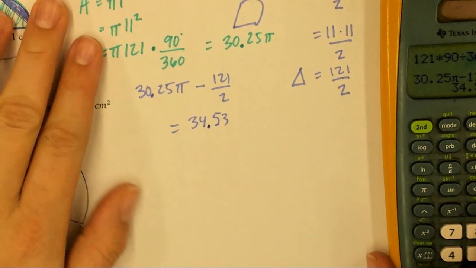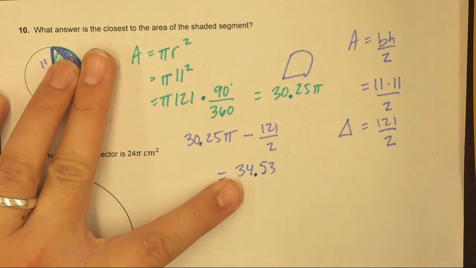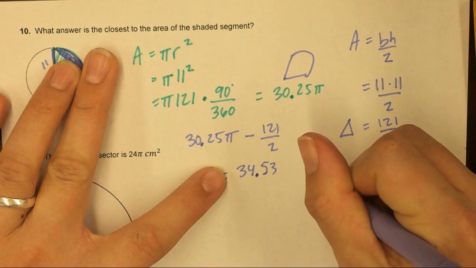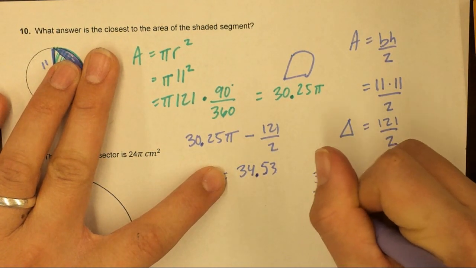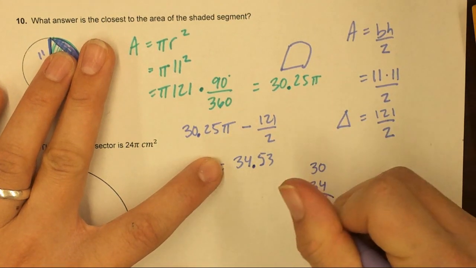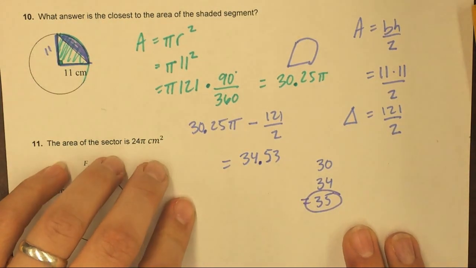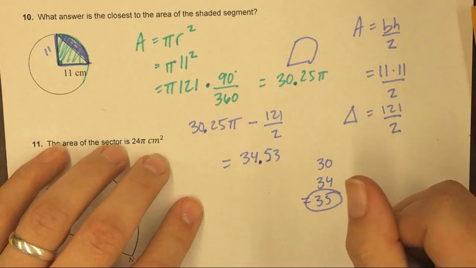What answer is closest? This will be a multiple choice question, so you just go with whichever is closest. If your answer choices were 30, 34, or 35, this is closest to 35. We'll go with that. And that would be centimeters squared, sorry.